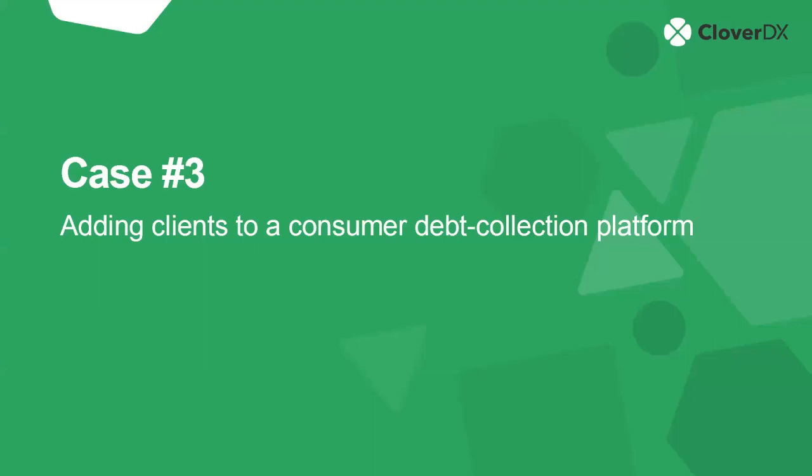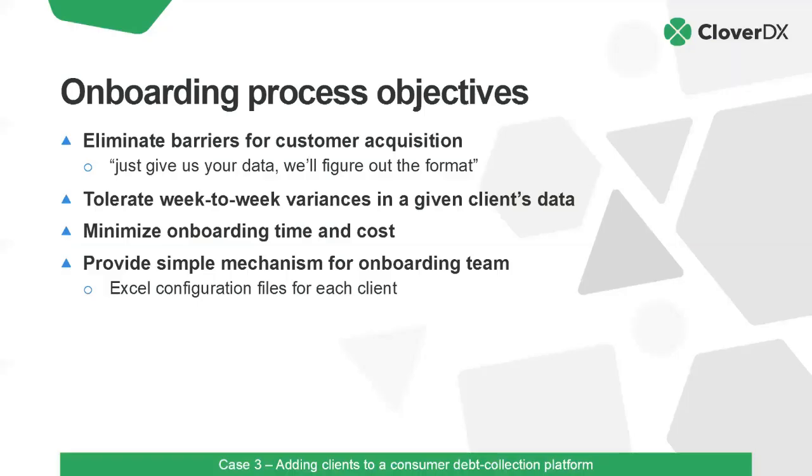Now, last, use case number 3: adding clients to a consumer debt collection program platform. For this particular objective, similar to the last one, we want to eliminate barriers for customer acquisition. This is a very aggressive growth company, and they were growing very quickly. But again, this made their data engineering team balloon pretty quickly, doubling down, tripling down, quadrupling down on efforts. Their idea is just give us your data, we'll figure out the format. We don't want to make it harder for you to pay us money to do things for you. So let's meet you where you're at.